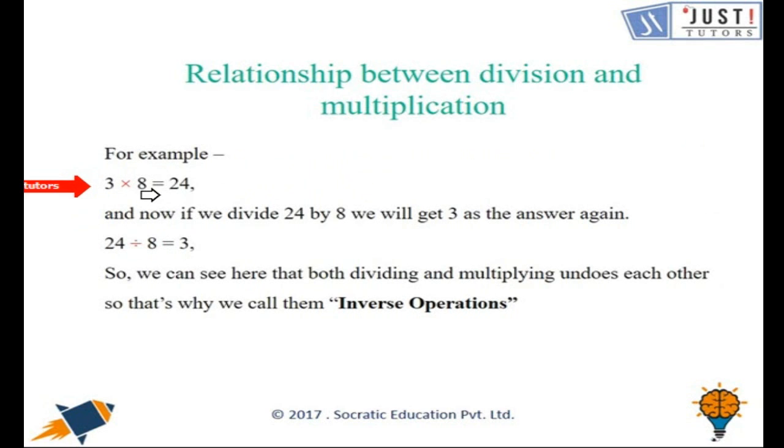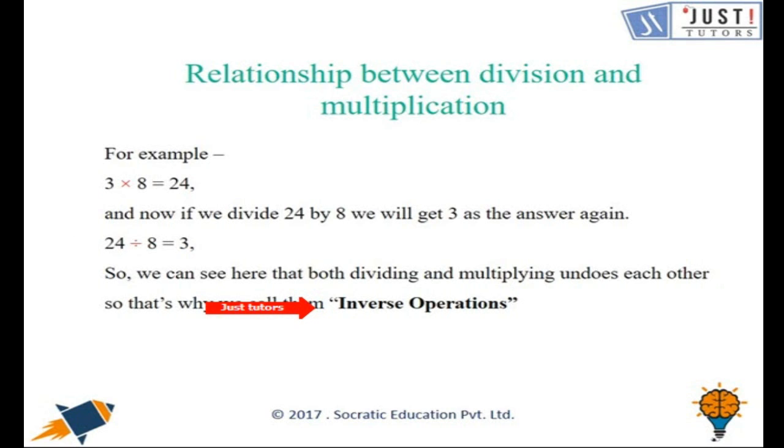Here's a question. 3 times 8 is 24. So we have multiplied them together. Now if we divide 24 by 8, we will get 3. As we can see in these two examples, multiplying and dividing are undoing each other. So we can say that they are called inverse operations.